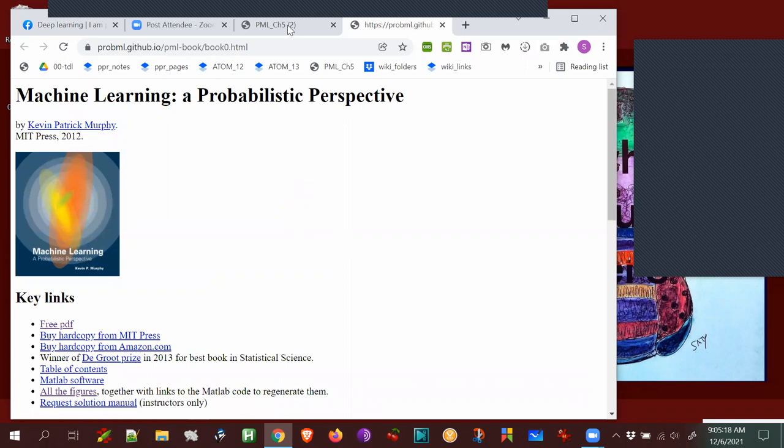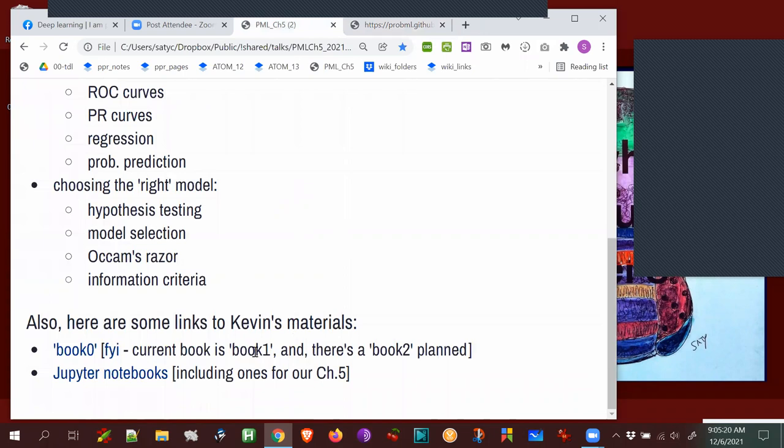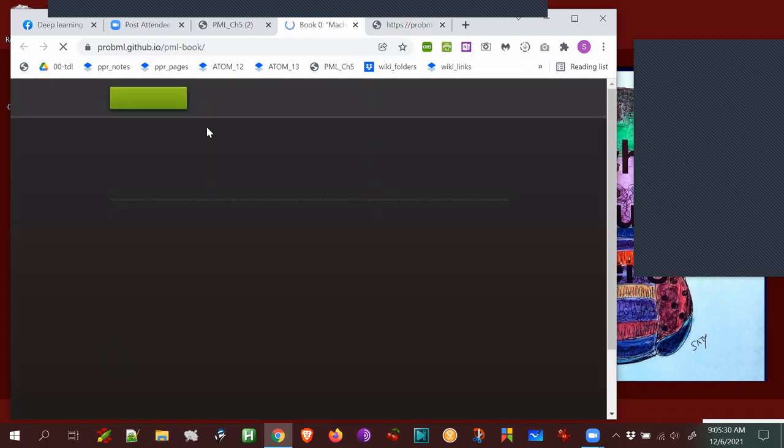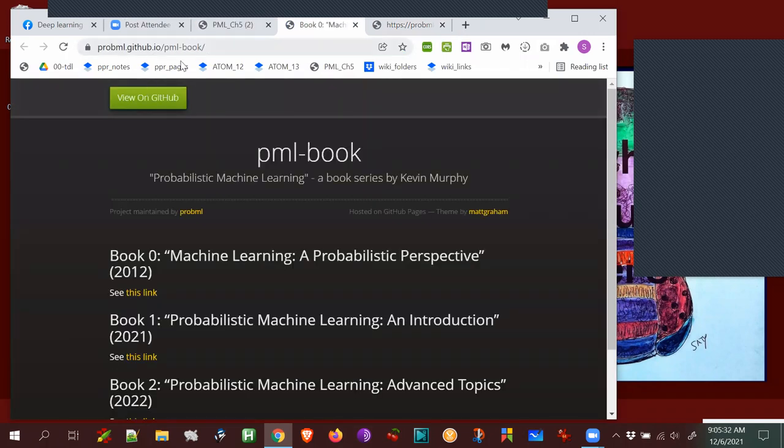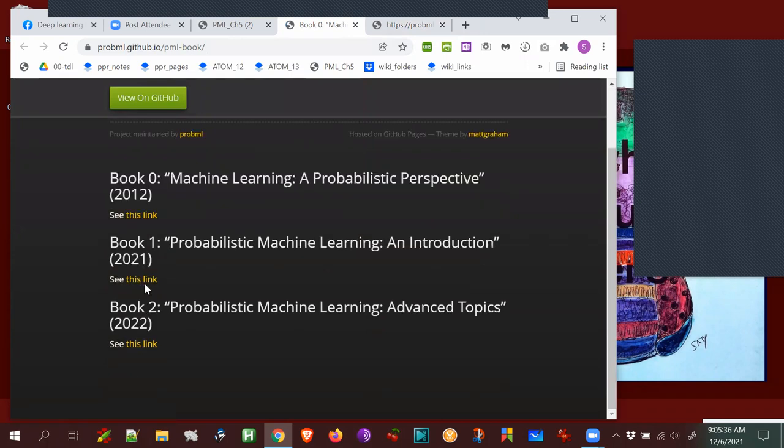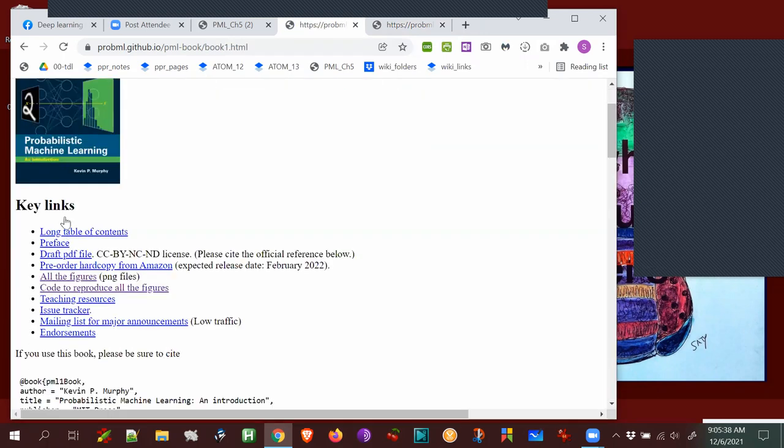And then the book that we're currently looking at, the one that's going to be out very soon, it is called Book One. And that is like the foundations that he rewrote Book Zero. There's also a Book Two that is supposed to be advanced. So if you want to know where all the 3 books are, they're right here, probml.github.io. So this one, and this one. There's not much in book 2 at all. And then here's what we're covering today, okay?